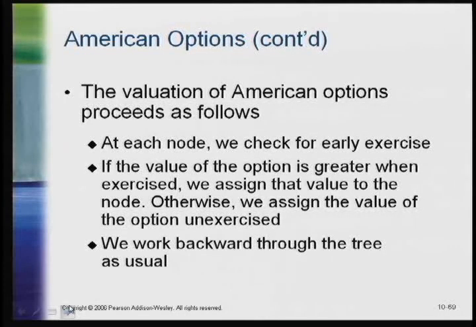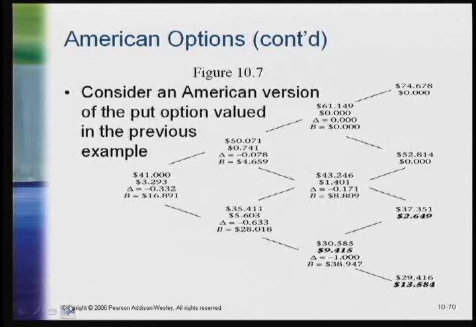So at each node, to summarize, we're going to check for early exercise. We're going to do the calculation starting at expiry just as if we were working with the European option. But every time we do a backward substitution calculation, that expected present value formula that I've been talking about, I think it's formula 10.3, we're going to check at that node early exercise and then simply work backwards through the tree.